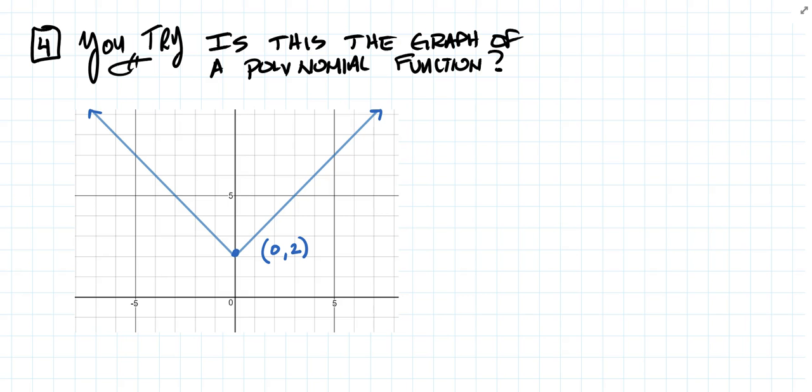Okay, let's see if you've learned. Box number 4 is a you try. Is this the graph of a polynomial function? Yes or no? What do you think? Hopefully you got the right answer and realized that this is not, because it has a corner to it. It is not smooth and continuous. So this particular graph does not represent the graph of a polynomial function.